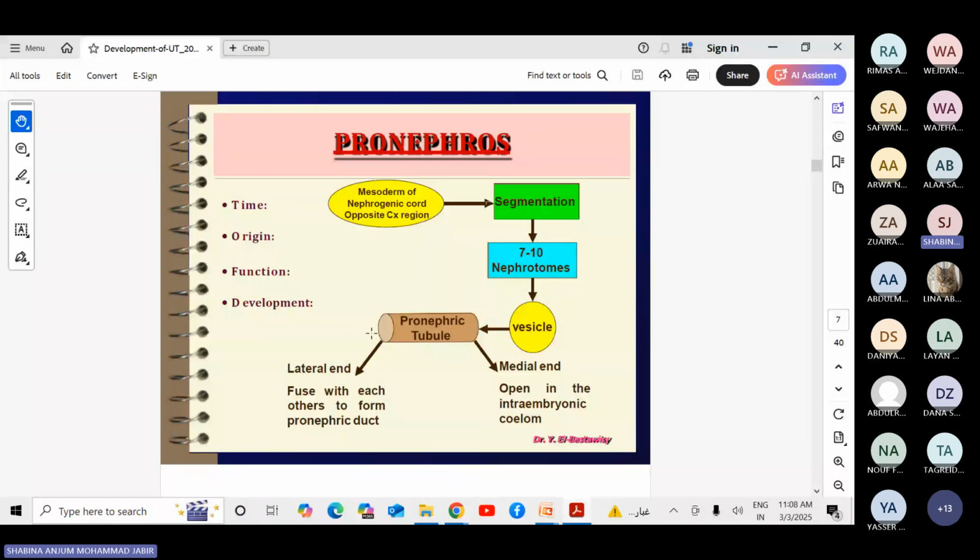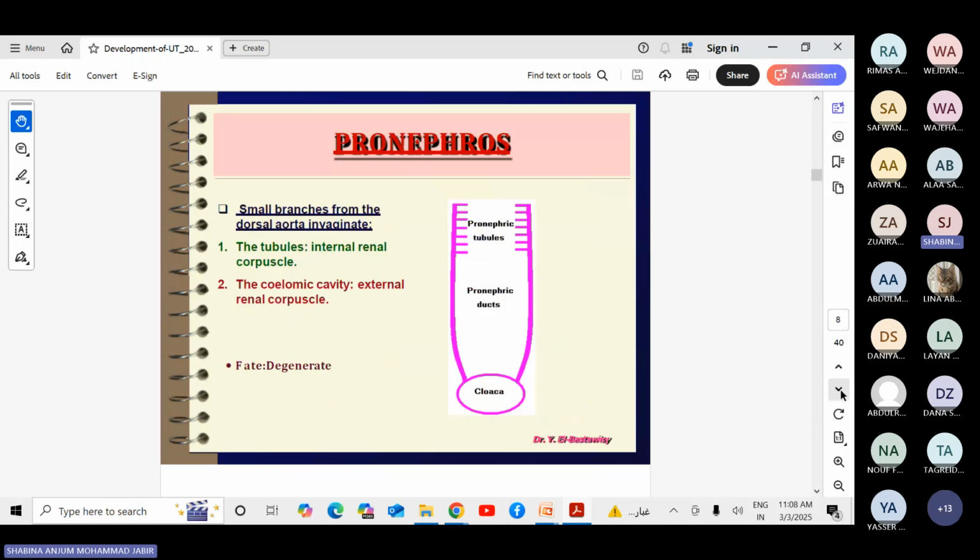It will have two ends, medial end and lateral end. The medial end will open into the intraembryonic coelom. The lateral ends will fuse with each other to form the pronephric duct. Same way like here, if you see, this is the pronephric duct, and you can see these are the small pronephric tubules.